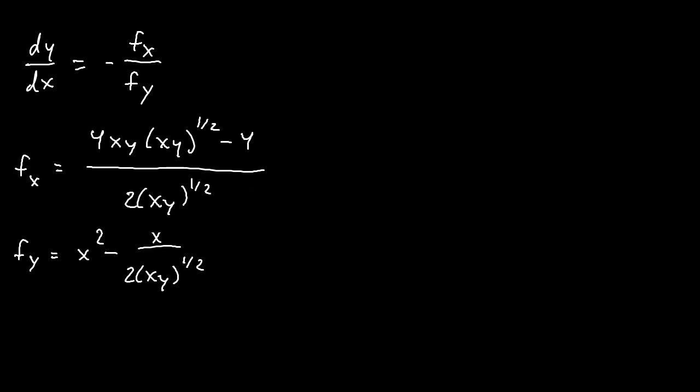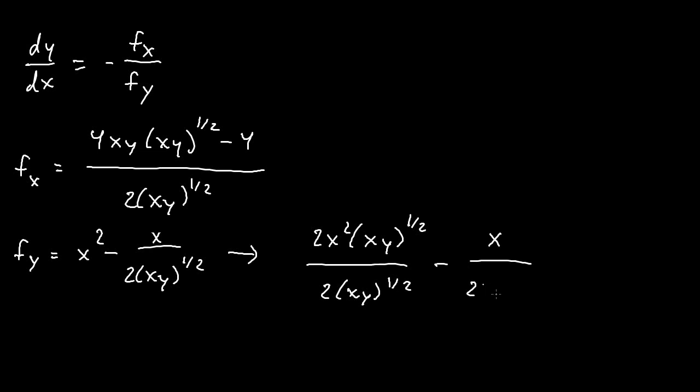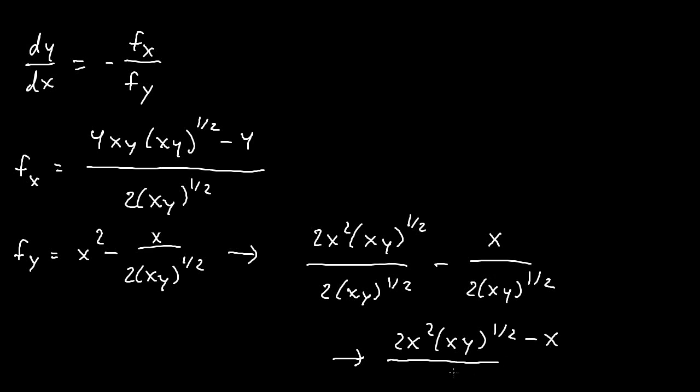Now the same process with f sub y: I'm going to find the common denominator. So I'll multiply x squared by 2 times xy to the 1/2. So we get 2x squared times xy to the 1/2 over 2 times xy to the 1/2, minus x over the same denominator. So when I combine the fractions, we will get 2x squared times xy to the 1/2 minus x over the same denominator.